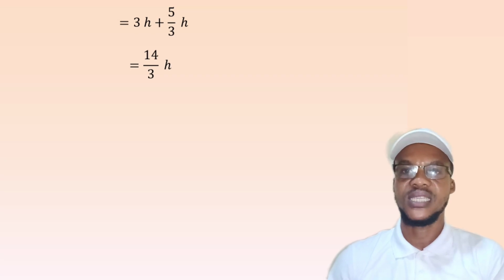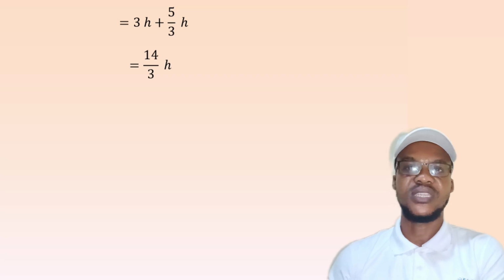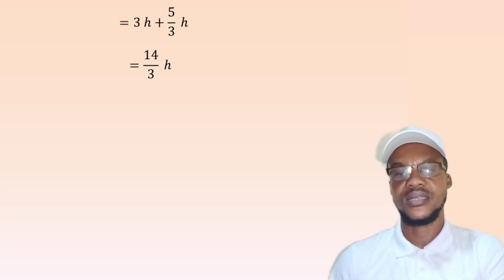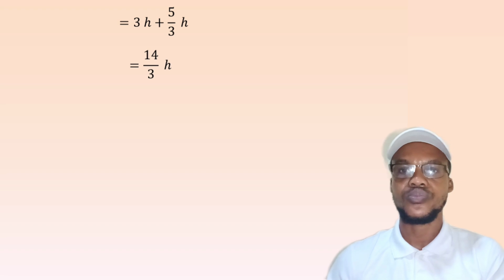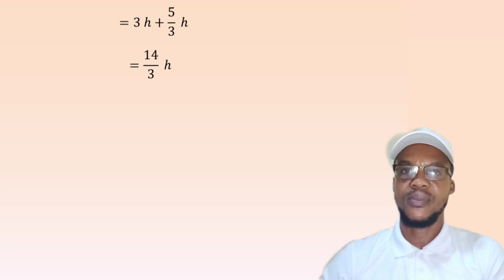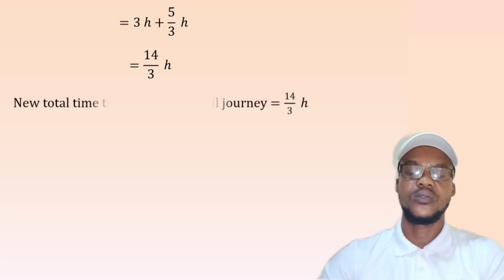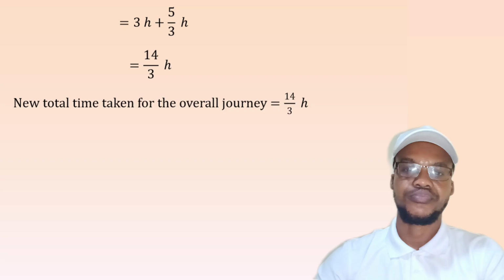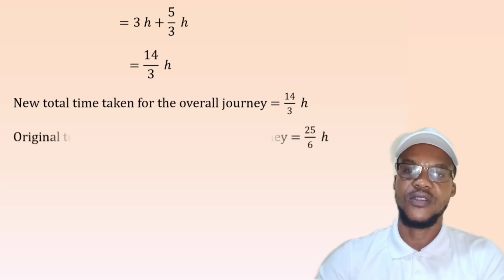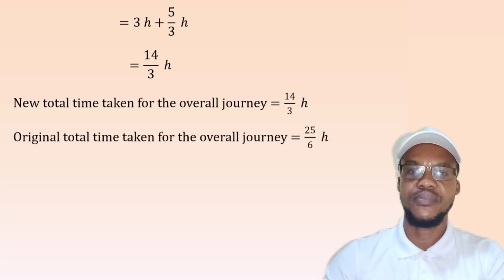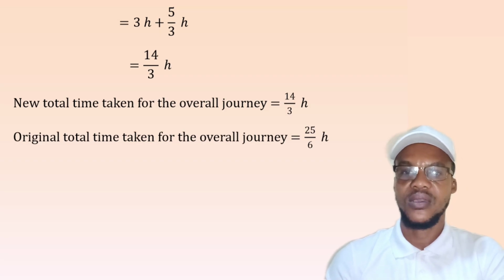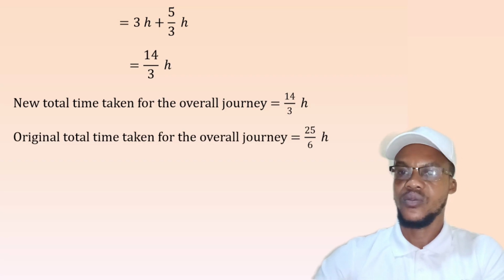If there is a change, then we find what the change is, whether the time has increased or decreased in the new time, and we use it to conclude. That is going to help us determine the effect. So since we have the new time taken for the overall journey as 14/3 hours, and the original total time taken, we also got what?